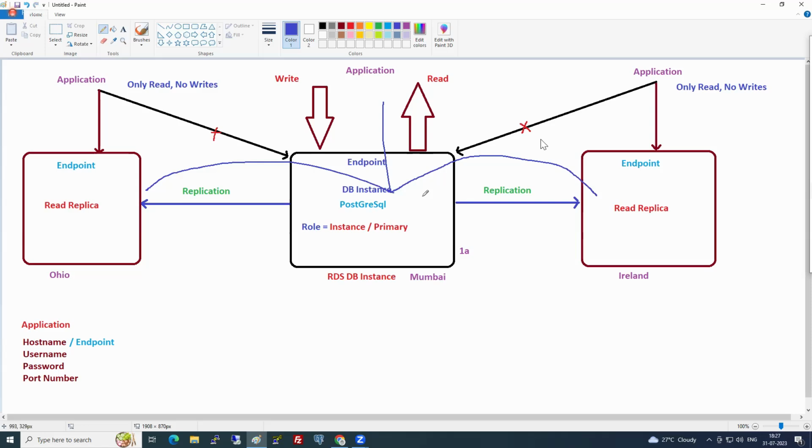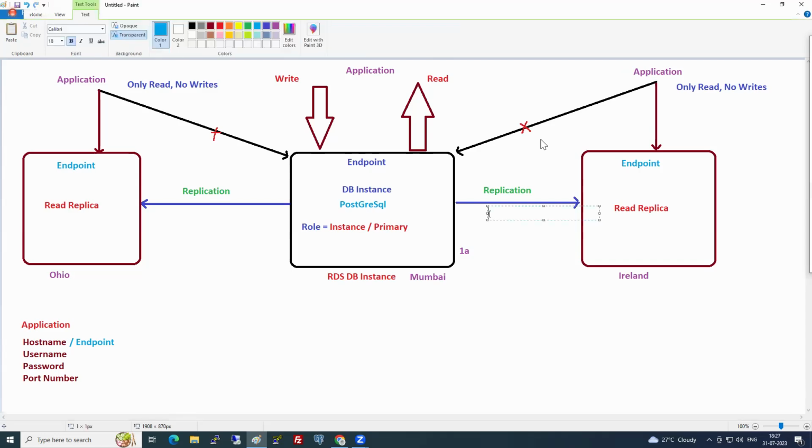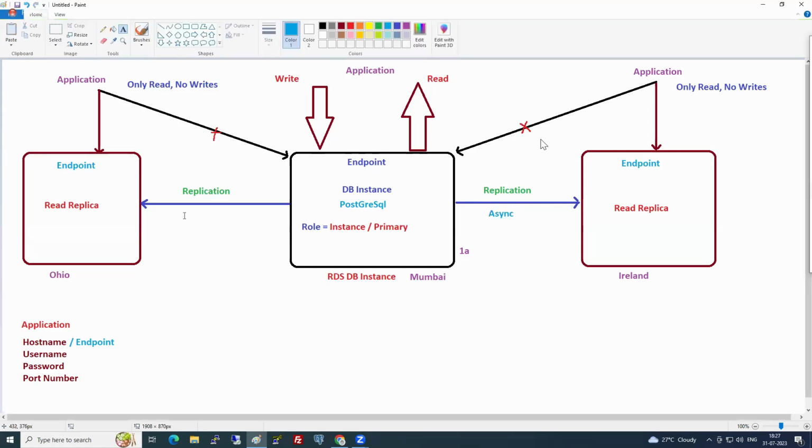So is it synchronous or asynchronous? It is asynchronous. Synchronous would mean on all three at a time. Is it doing all three at a time here? No. So it is asynchronous. You got this? Understood the read replica?